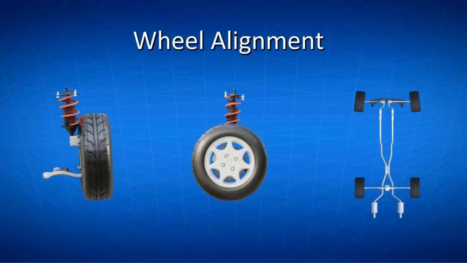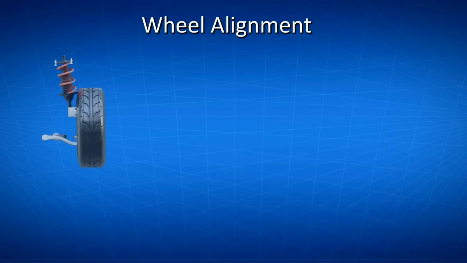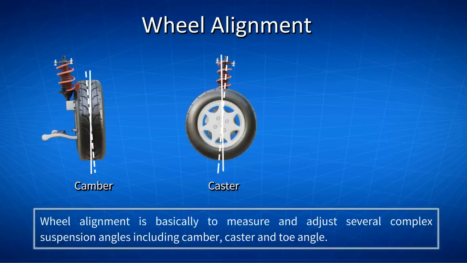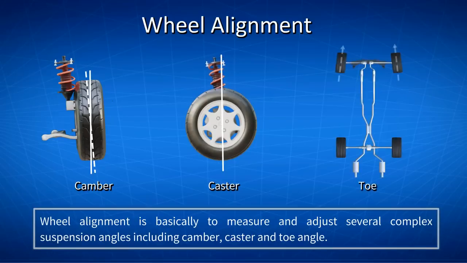Wheel alignment. Wheel alignment is basically to measure and adjust several complex suspension angles, including camber, caster, and toe angle. Wheel alignment ensures that the wheels are pointing in the right direction.